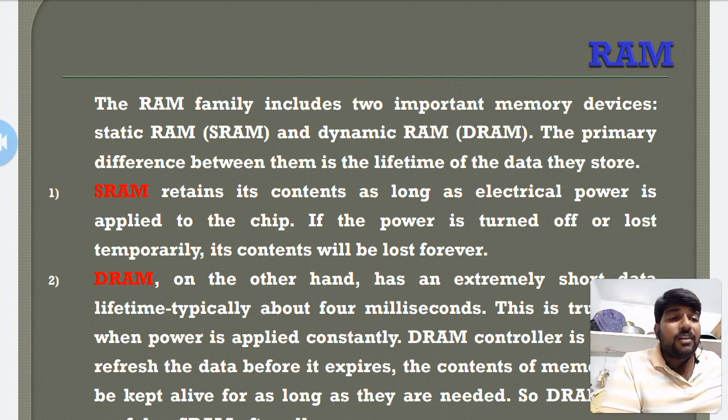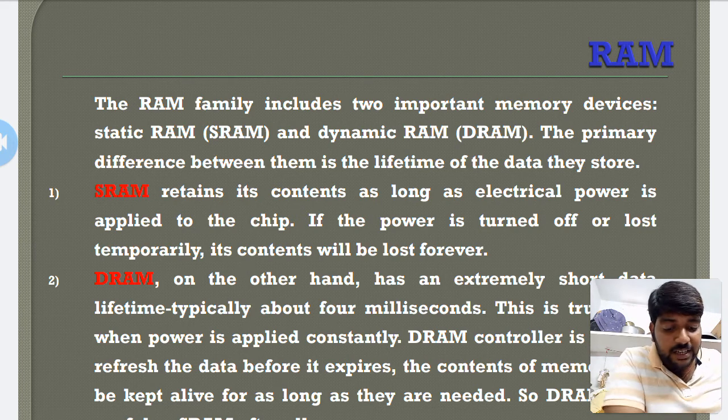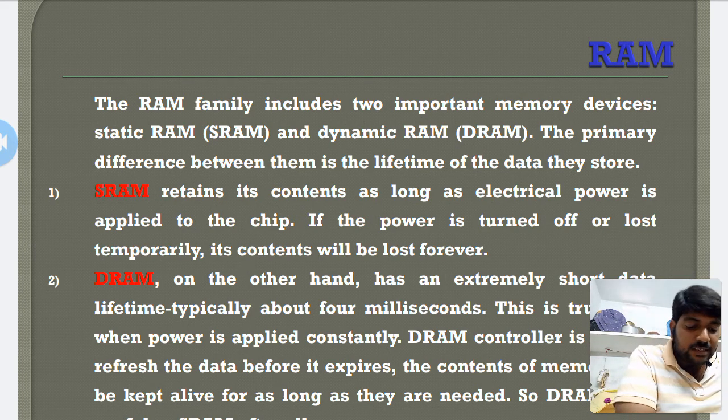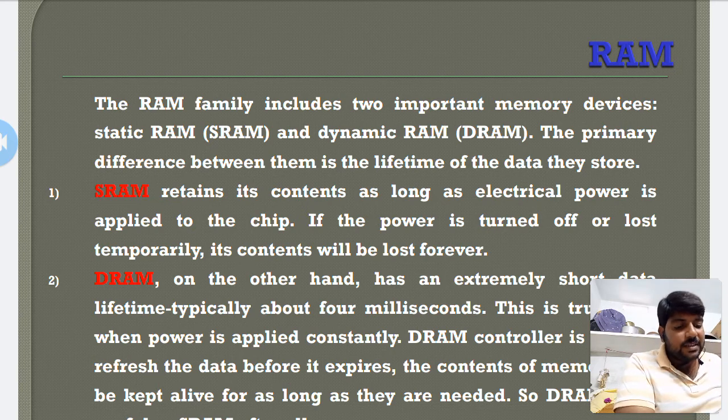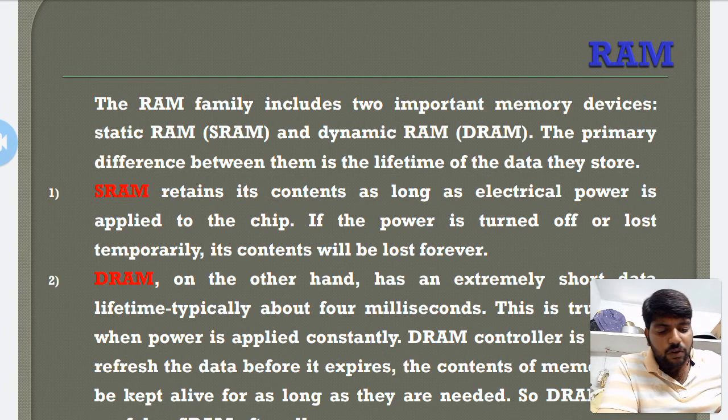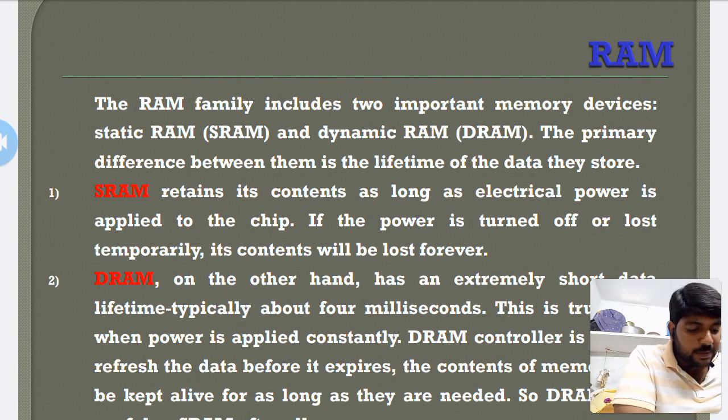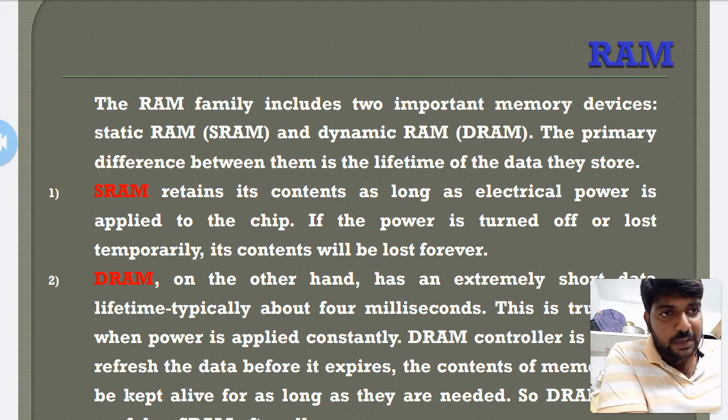Now we will discuss the major differences between SRAM and DRAM. SRAM is made up of 6 CMOS transistors, and DRAM is made up of a MOSFET and a capacitor. SRAM does not require refreshing. DRAM requires a refresh; every time we have to refresh the memory. SRAM has low capacity, DRAM has high capacity. SRAM is more expensive compared to DRAM, and DRAM is less expensive.